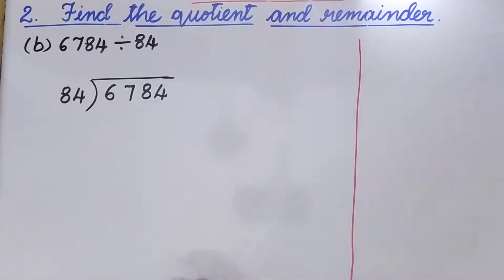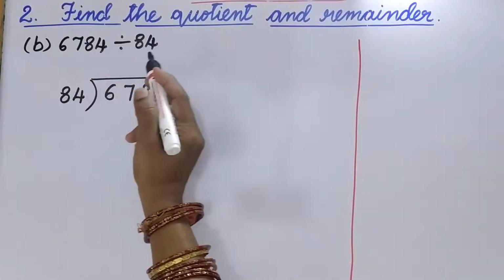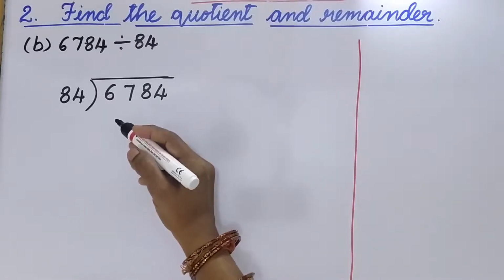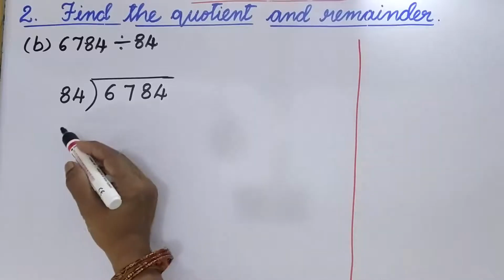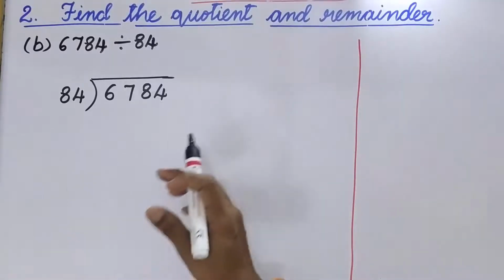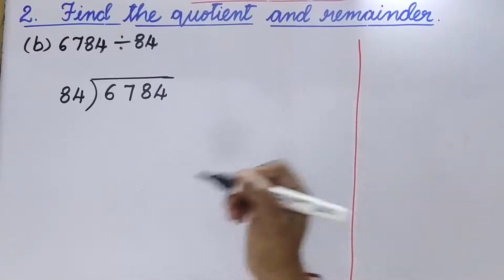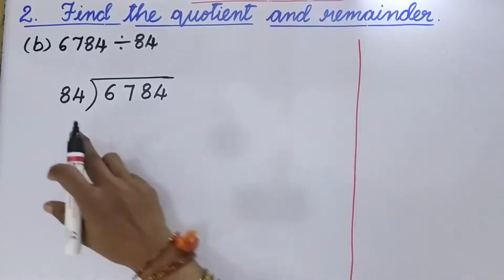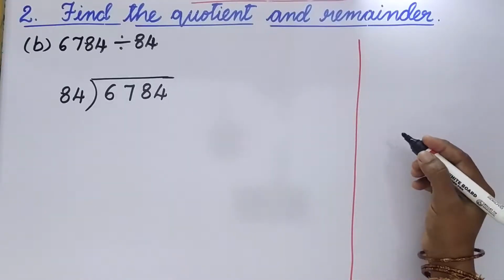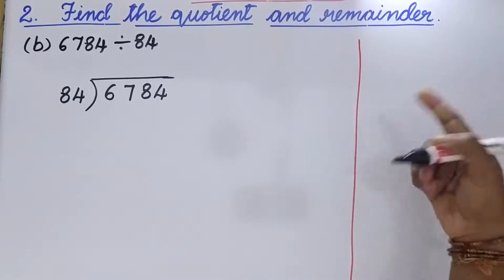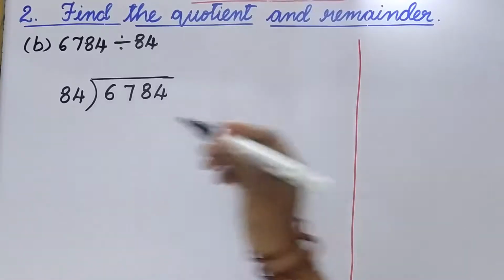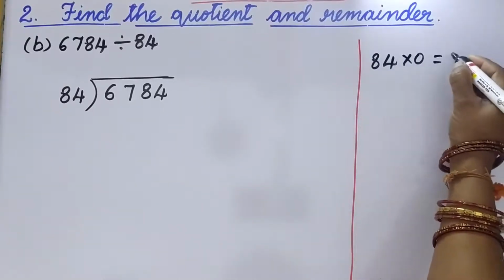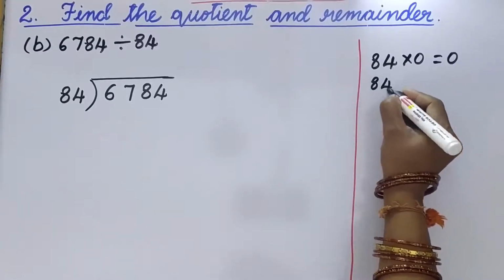We move on to the next problem. 6784 divided by 84. We know this is the way of writing to solve division sums in the long division method. As we don't know the table of 84, it is very easy to write down. It's better to write the tables of that divisor in your rough notebook. How to write? We know very well, tables are nothing but repeated addition of the same number. So we can start from 84 zeros are 0. Then 84 ones are, we know very well.